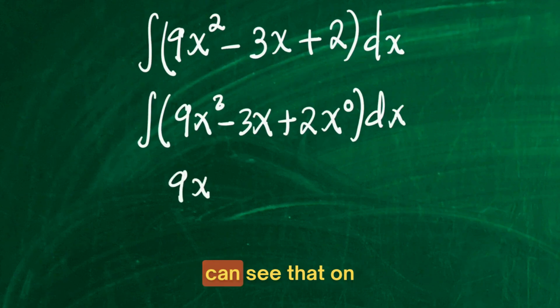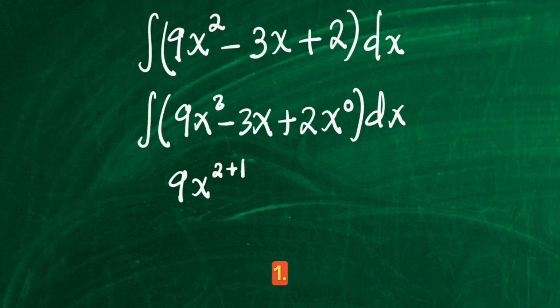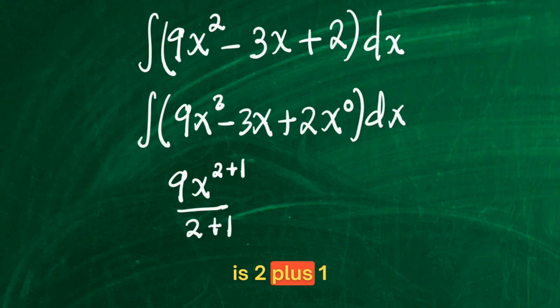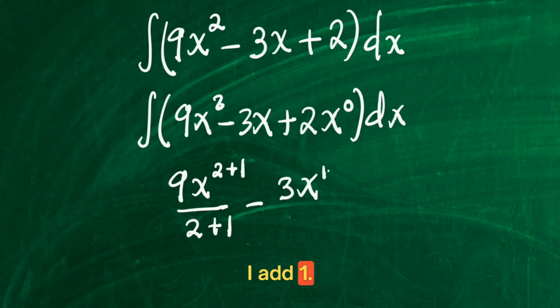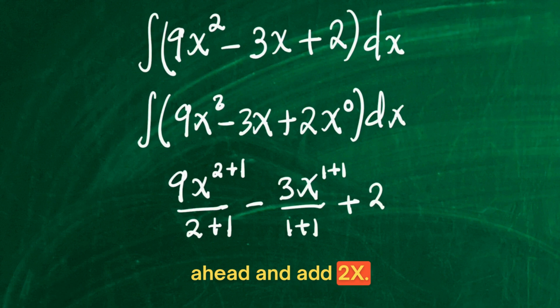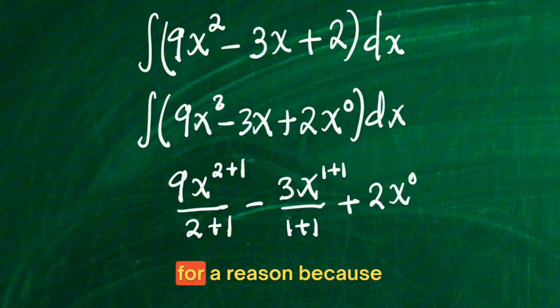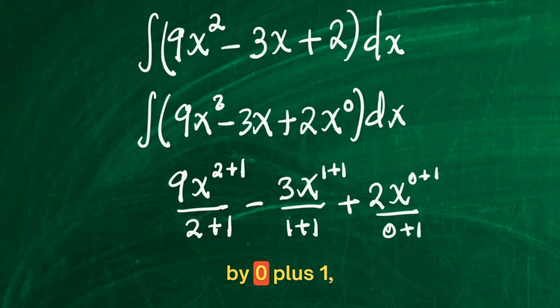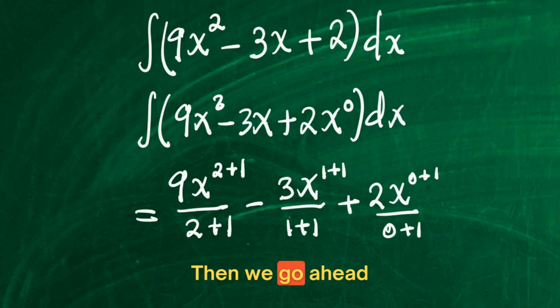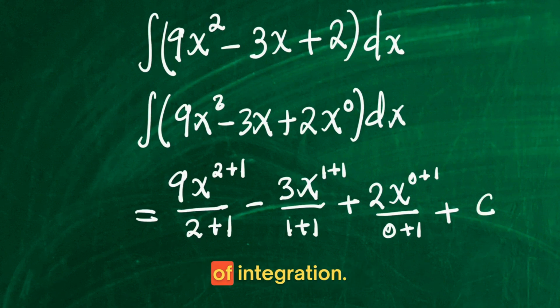So let us go ahead and do this integration. So 9x, you can see that on the exponent you have 2, so I just add 1, then I divide by 2 plus 1, right? Because the new exponent is 2 plus 1, which is 3, of course. Then I have 3x, x is always to the power 1, right? There is no exponent, it's the power 1, so I add 1. Then we divide by 1 plus 1, right, which is just a 2. Okay, then let us go ahead and add 2x. So you've seen the 0 there, it was there for a reason because we're adding 1 to 0 and we're dividing through by 0 plus 1. Okay, then we go ahead and add our c, that is the constant of integration.